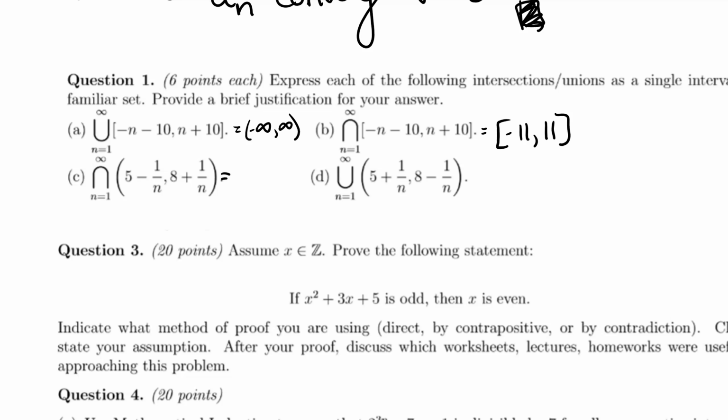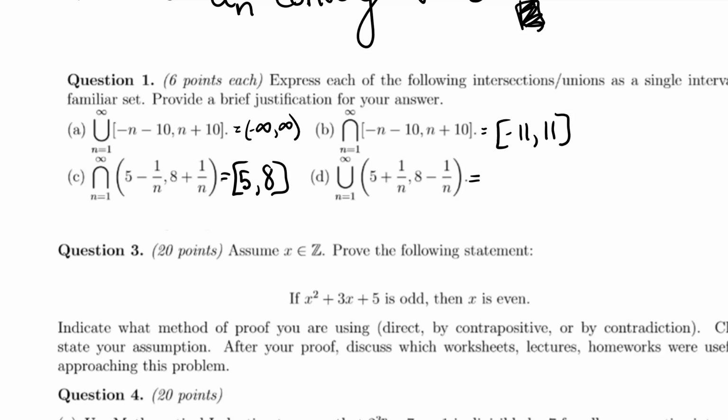So what do we start with? We start with 4 to 9. And then we keep getting closer and closer and closer to 5 and 8. 8 from the right and 5 from the left. So it's 5 and 8, and it is inclusion because we get to keep both of them. Well, both of them are in every set.